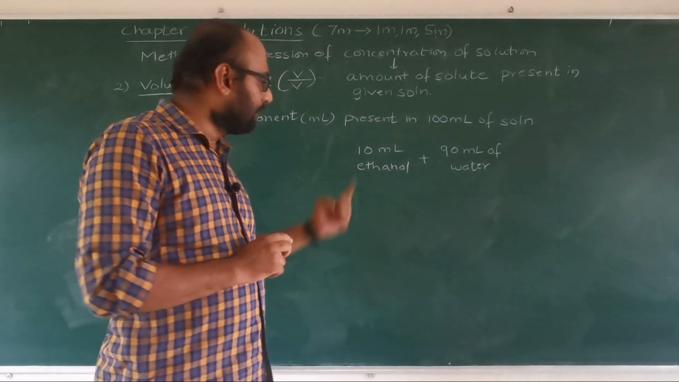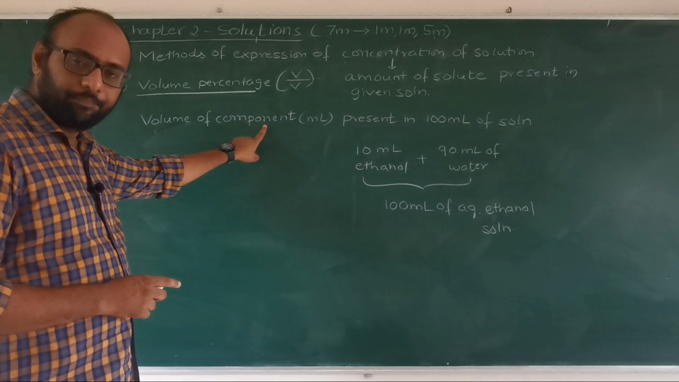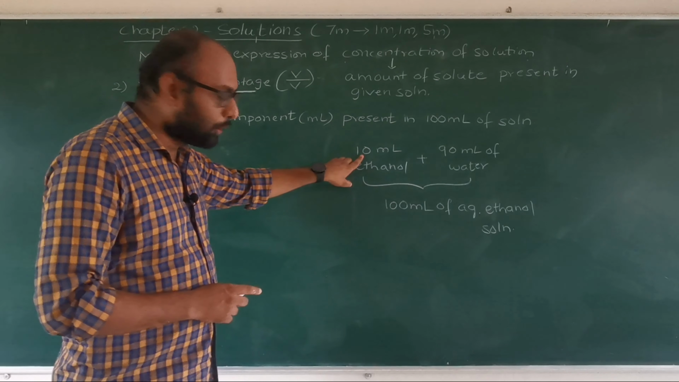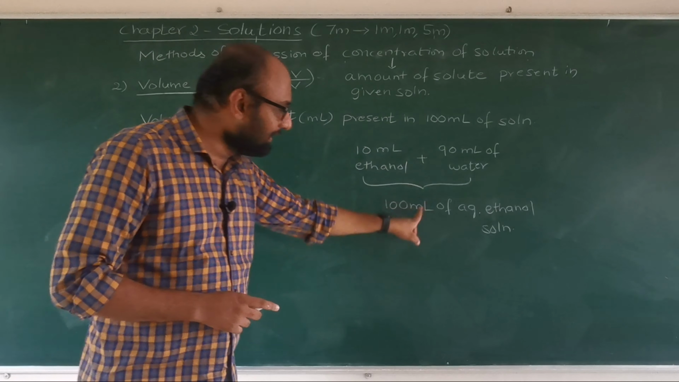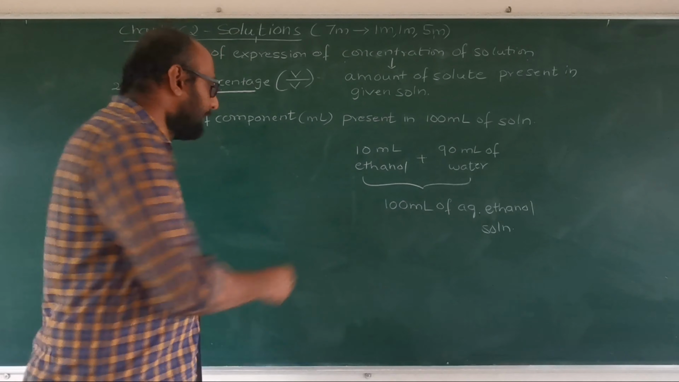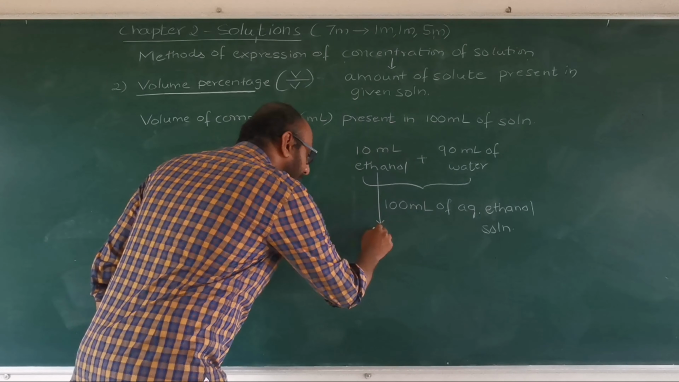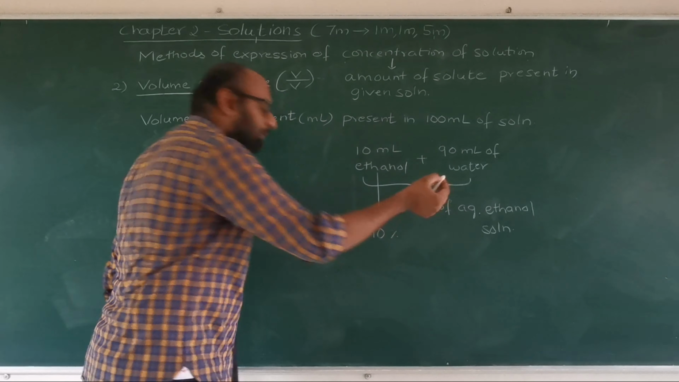Now what is aqueous solution? In aqueous solution, water will be the solvent. So when you mix these two things, you will get 100 ml of aqueous alcoholic solution, aqueous ethanolic solution. Now what is volume percentage? Volume of a component, volume of the solute present in 100 ml of the solution. Hence, the volume percent will be 10%.